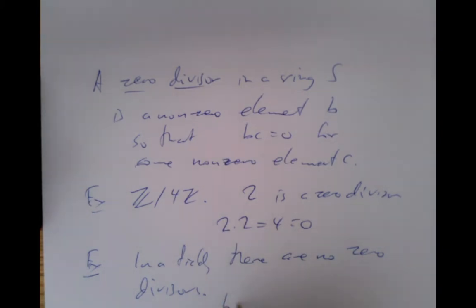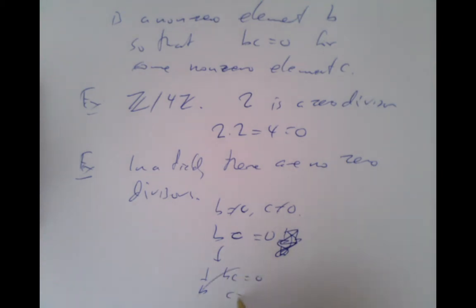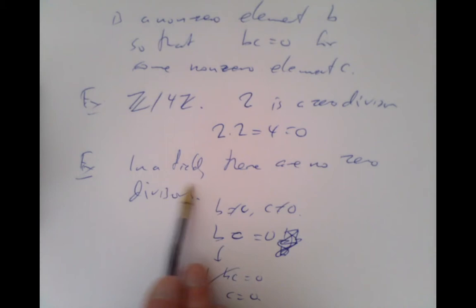Why? Because if you have B not zero and C not zero, and you want to know what happens with BC, well, B is not zero, so it has a reciprocal, so you can divide by it. If BC is 0, that would imply that you could multiply both sides by 1 over B. BC is 0, that gets rid of the B, and then C is 0. So you can see right away that in a field, there's no way to have zero divisors. So zero divisors are sort of a bad behavior, and fields are immune to almost any form of bad behavior.